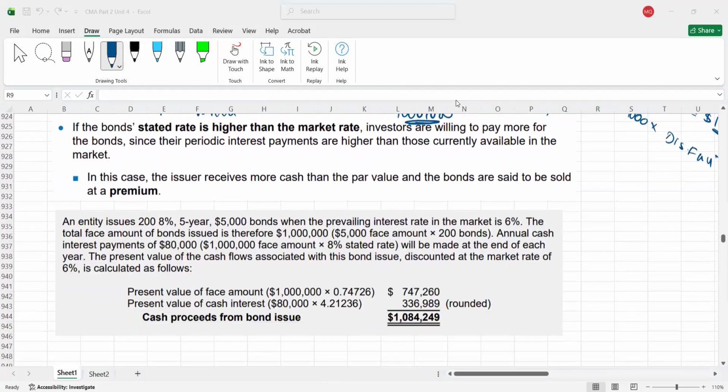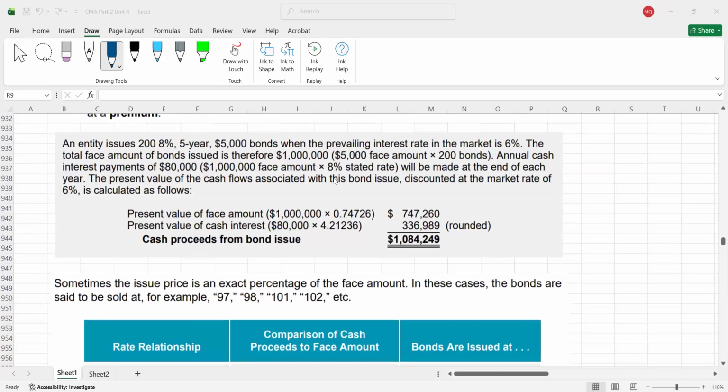Okay, so we are going to do another question here, and then we will see the scenario. It is premium, discount, whatever. Let's read the question. Another example, similar kind of questions will appear in your exam. Here I'm assuming interest is paid annually, because later I will do one question with semi-annual interest also. So I'm putting here annual interest.